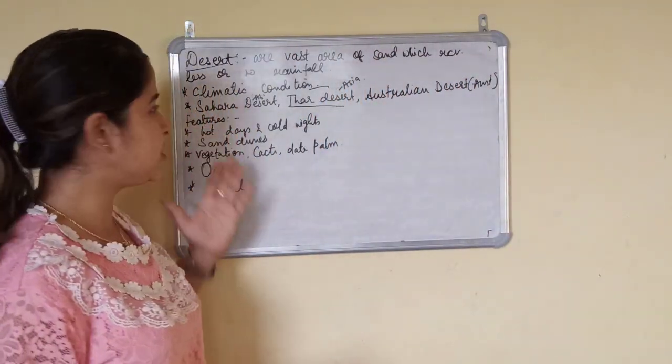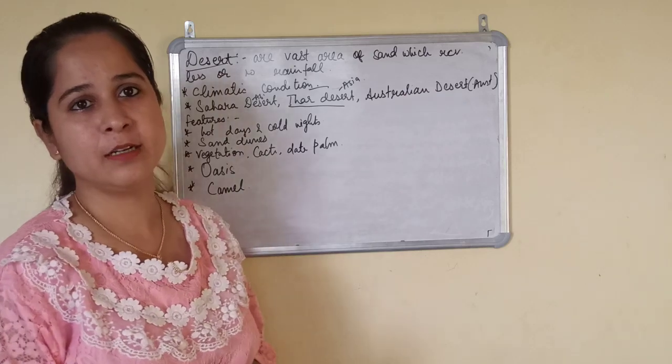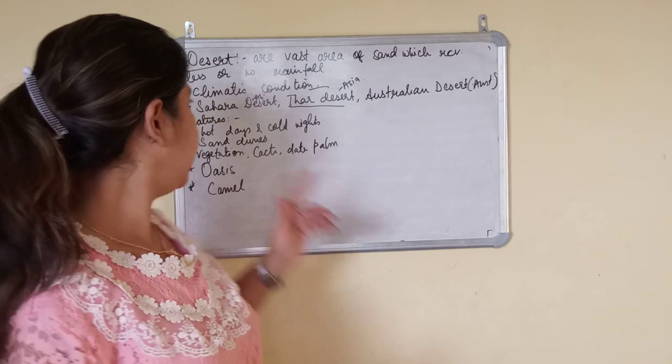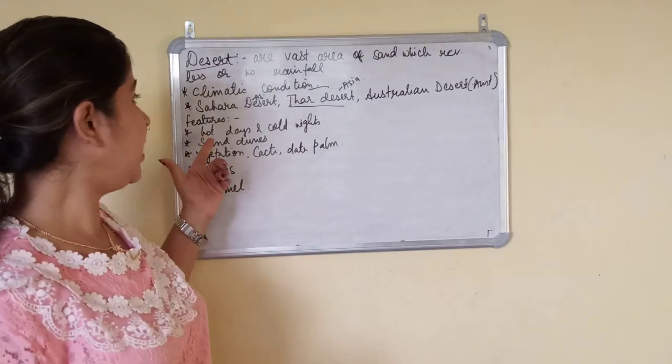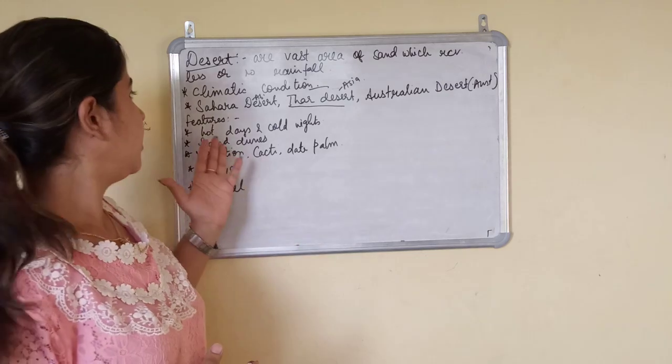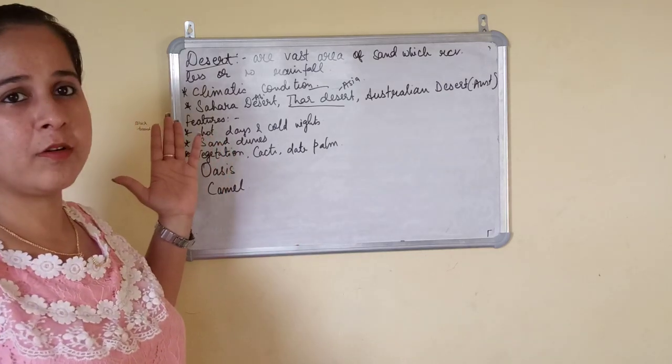Next are the features. What are the features of a desert? Means what are the special characteristics of a desert? Deserts are very hot during the day and very cold at night.